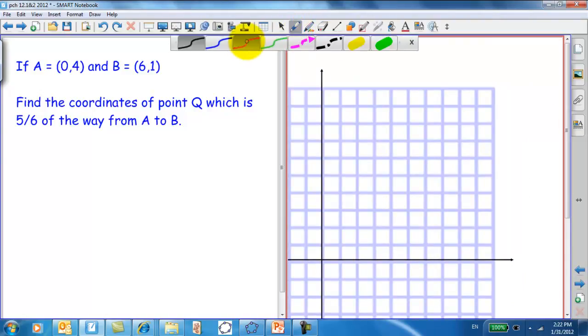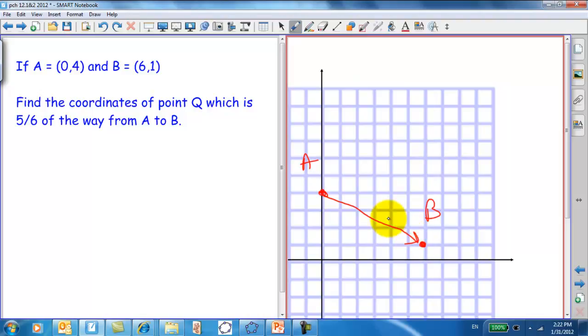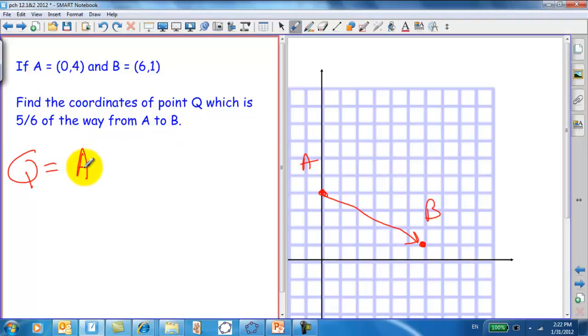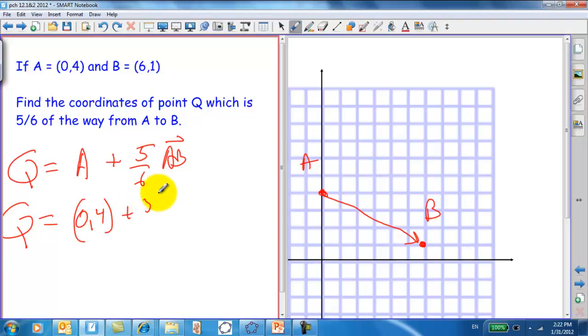And we got the points (0, 4) and the point (6, 1). That's A, that's B, and we're going to go 5/6 of the way. So we can say Q is 5/6 of the way from A to B. So you start at A, and to head in the direction of B, we're going to add on 5/6 of the vector AB. So the point Q will be the point A, (0, 4), plus 5/6 of the vector AB, which we figured out before was (6, -3).